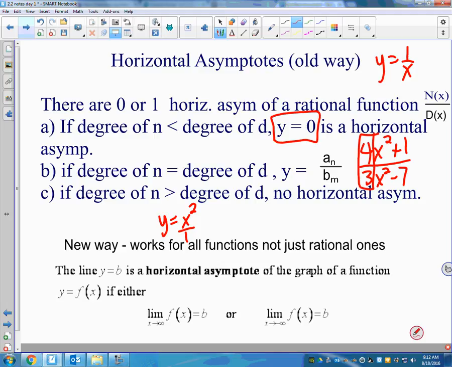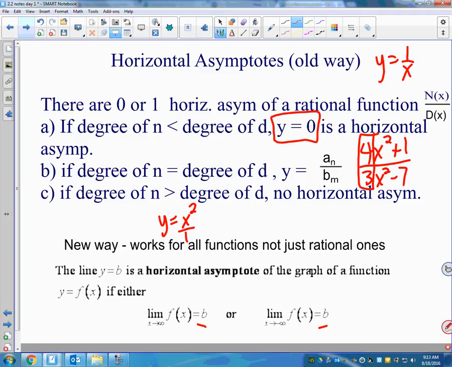So the big thing that I want you to realize is that horizontal asymptotes and limits approaching infinity are related. And so this is kind of the big definition here. If y equals b is a horizontal asymptote of a function, then the limit as x approaches infinity has to equal that b value, or the limit as x approaches negative infinity has to equal that b value.